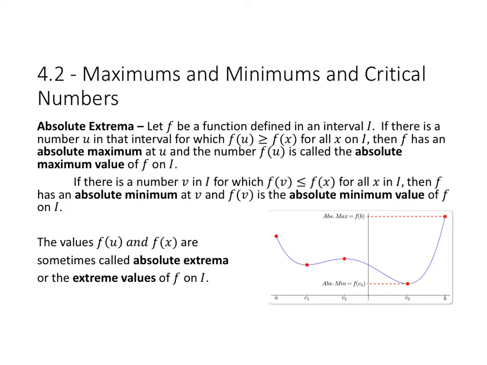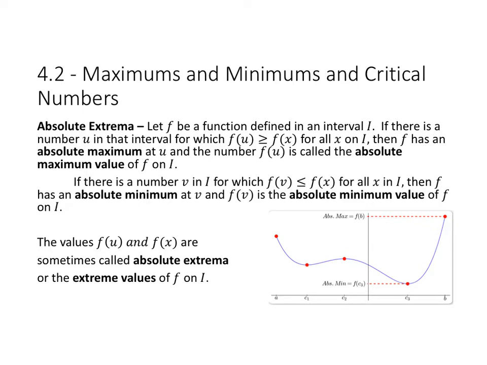So 4.2 is all about minimums, maximums, and critical numbers. There's quite a bit of vocabulary in this section, so I'm going to go over the vocabulary just so you have it, and then we're going to talk about what the vocabulary actually means.